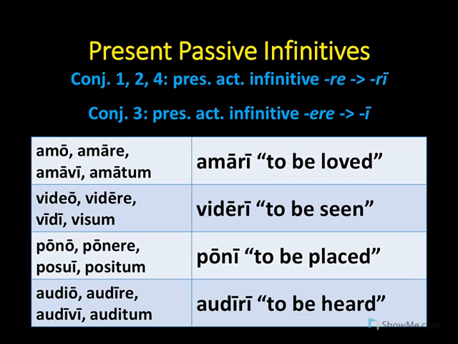The present passive infinitive is, in the first, second, and fourth conjugations, formed by taking the re of the present active infinitive and changing that to an ri. In the third conjugation, we form it differently. We take off the entire short ere ending and add an i. So for examples, we have amari, videri, poni, audiri.